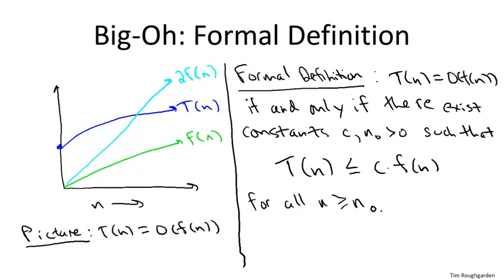So going back to the picture, what are c and n naught? Well, c of course is just going to be 2, and n naught is the crossing point. If we look at where 2 f of n and T of n cross, and then we drop down to the axis, this would be the relevant value of n naught in this picture. So that's the formal definition. The way to prove that something's big O of f of n, you exhibit these two constants, c and n naught, and it better be the case that for all n at least n naught, c times f of n upper bounds T of n.